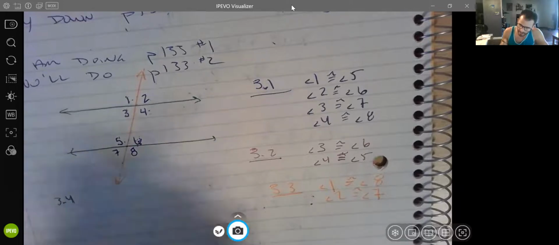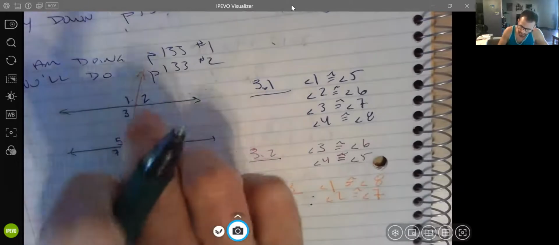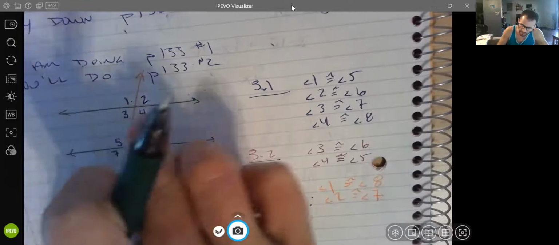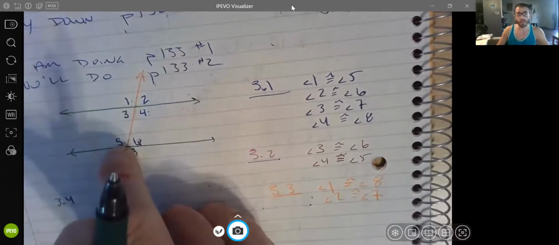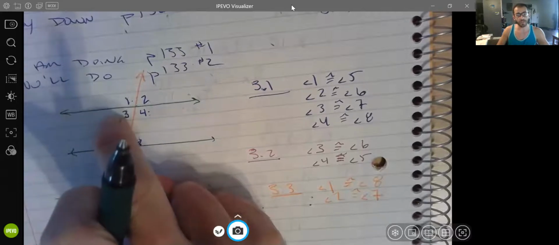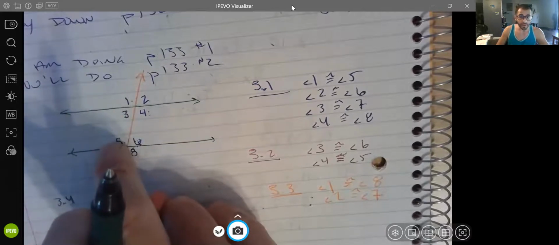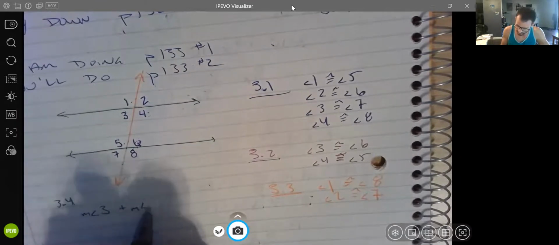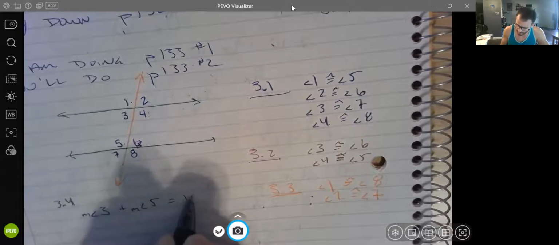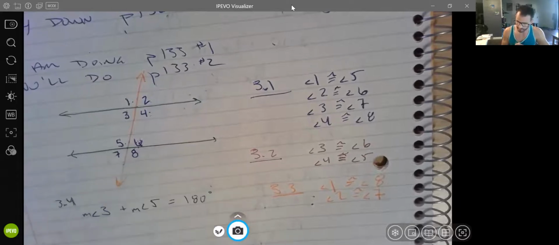Consecutive interior kind of takes alternate interior, angles 4 and 5 are congruent, and flips it. If angles 4 and 5 are congruent, are the same measure, then angles 3 and 5 together add up to 180. So the measure of angle 3 plus the measure of angle 5 equals 180 degrees.